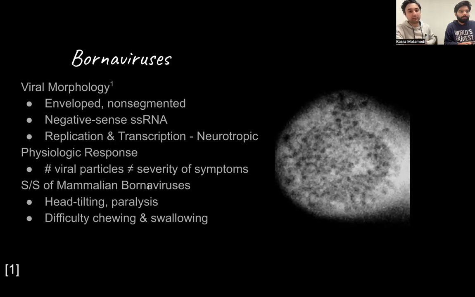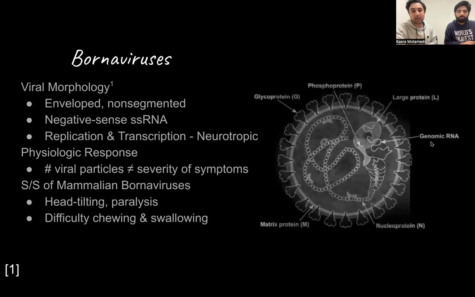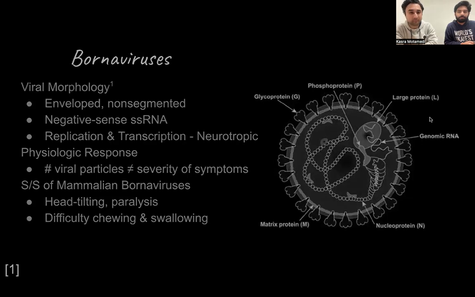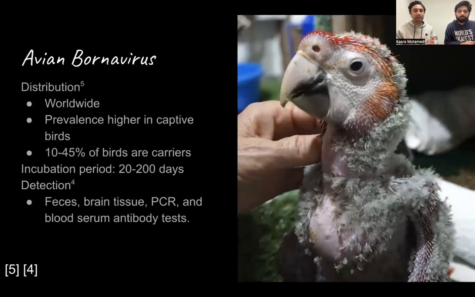In terms of signs and symptoms of mammalian Bornavirus, some of those examples include head tilting, paralysis, and difficulty swallowing and chewing. On the right, we have an electron microscope picture of the virus, and now we have a cartoon version of the virus.